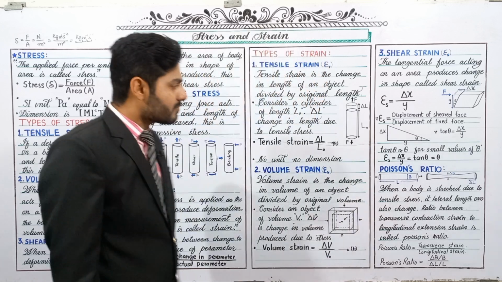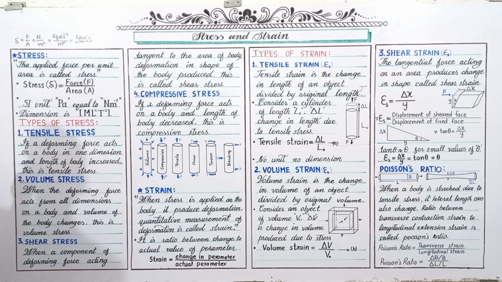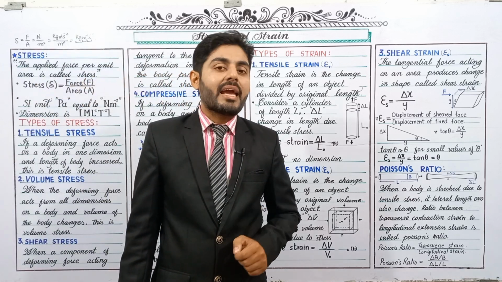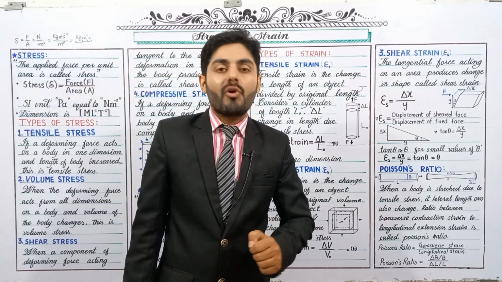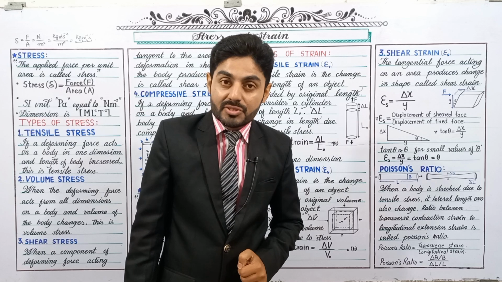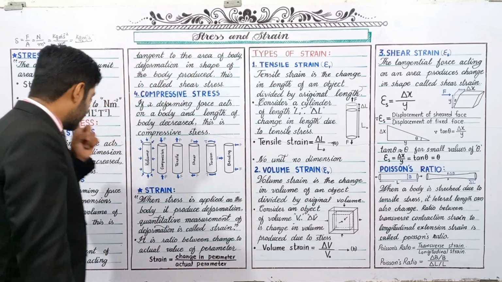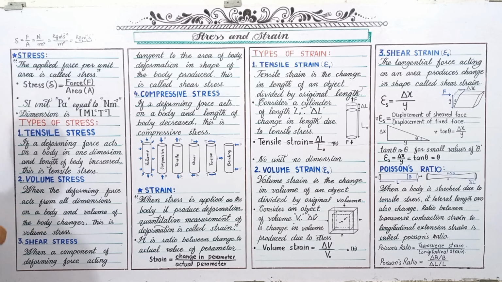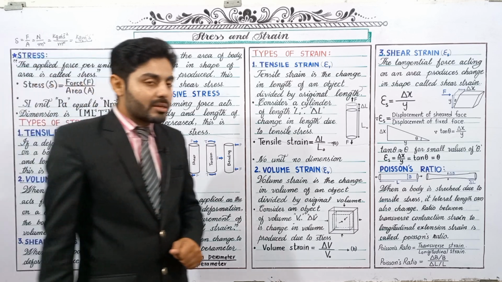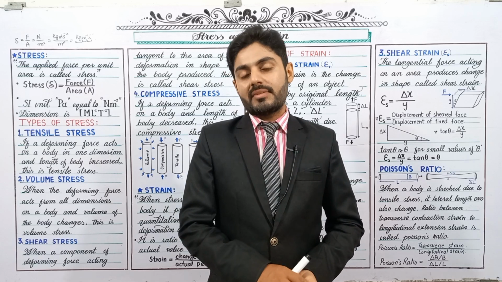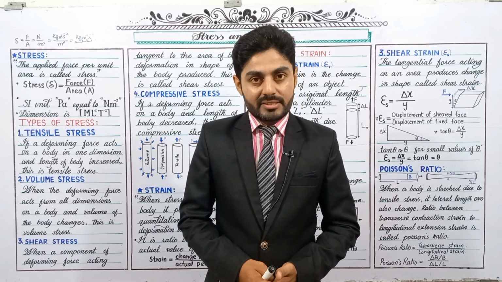And the second one is the volumetric stress. When you apply a stress on the body and there is a change in volume, then this kind of stress is called volumetric stress or simply volume stress. And the third one is shear stress. When you apply stress on the body but there is a change in the shape of the body, then that kind of stress is called shear stress.